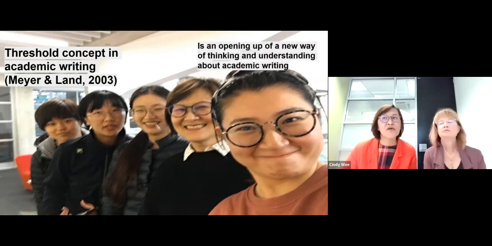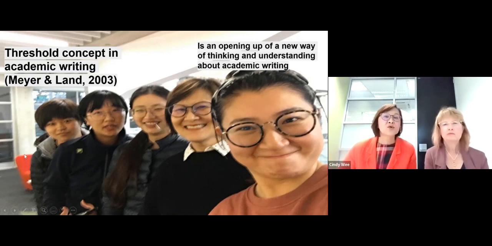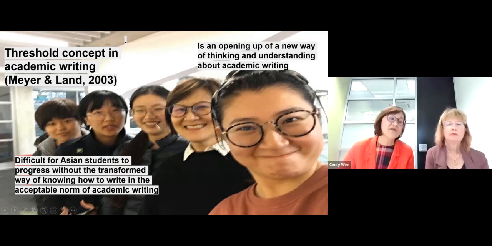And also, according to the threshold concept, in the area of academic writing, there may be some troublesome knowledge for students from an Asian background, in terms of referencing, for example, in terms of writing critically and analytically, and also some of the conventions that they may not be familiar with. So helping them to see it from a different perspective, guiding them, and helping them to transform the way of thinking that they had before can actually help them to progress in their writing. So they will be able to understand and know how to write in the Western conventions.